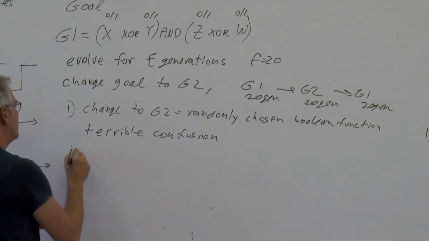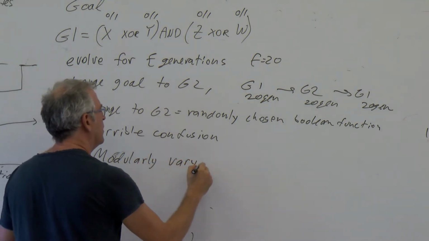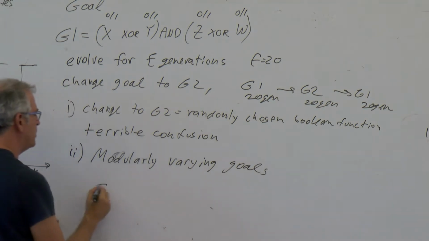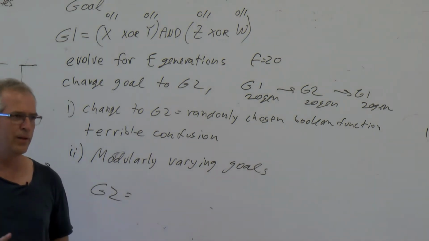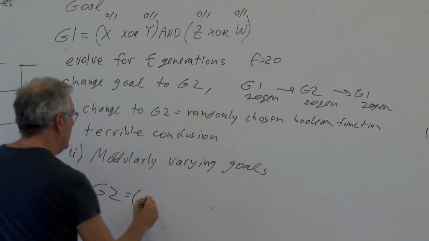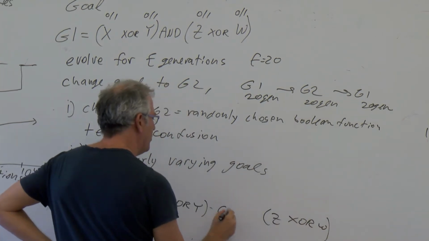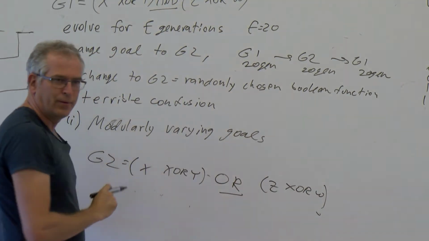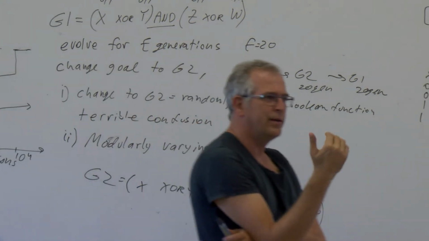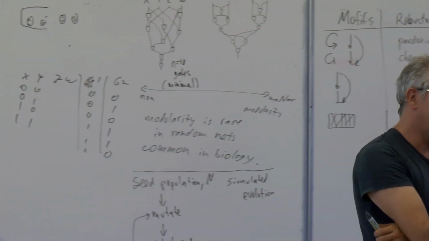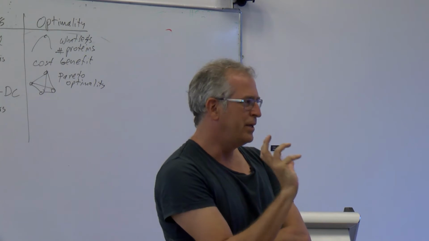But if we do something else, which is called modularly varying goals, by choosing G2 to be also modular, and not only modular, using the same modules, but wired differently. So G2 is going to be x XOR y and z XOR w. I'm going to keep these two modules and put an OR gate here instead of this AND gate. So what I'm saying is that the different environment needs the same elementary functions as the previous environment, just with a different combination.